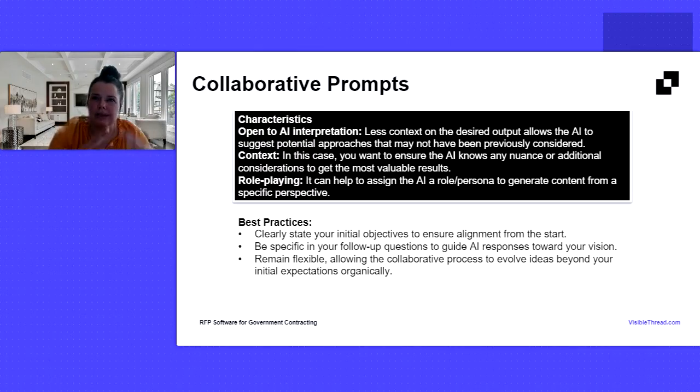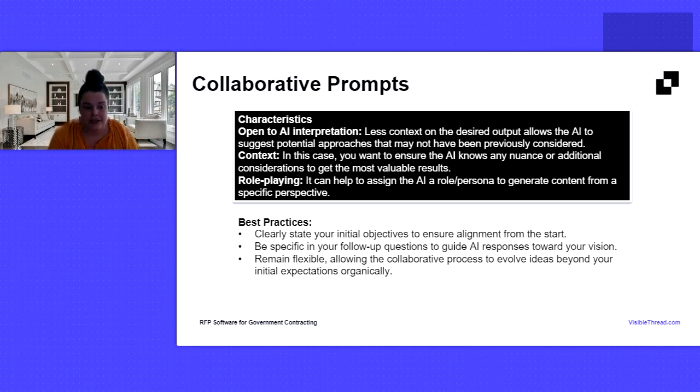Here, we are allowing the AI to have a bit more onus and to suggest potential approaches that you might not have previously considered. So you want to ensure, in this instance, from a context perspective, that the AI knows any nuance or additional considerations, so you're getting the most valuable results. But again, this is going to be much more open-ended than some of the prompts that we discussed previously, and some of the prompts when we're really focusing on content creation. It can be really helpful to assign a role or persona and to generate responses from a specific perspective.